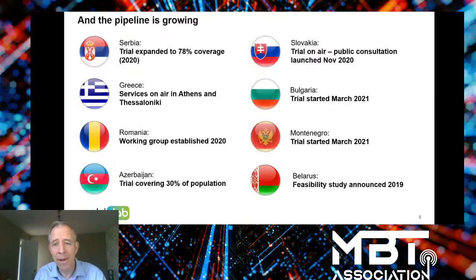And the pipeline is growing. Serbia, trial. Slovakia, trial. Greece, services on air in Athens and Thessaloniki. Bulgaria, trial started in March of this year. Montenegro, trial started March of this year. Romania, a working group. Azerbaijan has a trial. And Belarus, a feasibility study was announced in 2019. So you can see there's a real sense of momentum right across the whole of Europe.